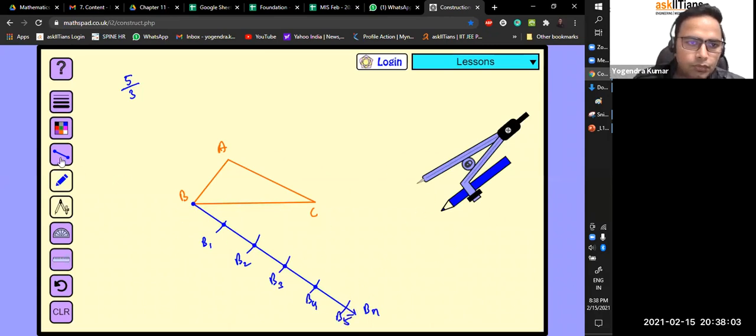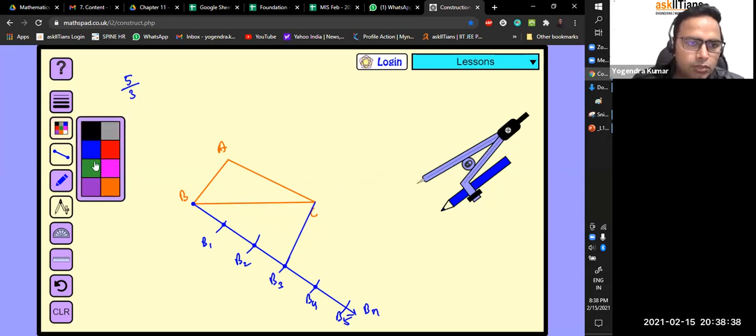Now join. What do we need to join? Join C to B5. Now what do we need to do after this? We want it 5/3 times bigger. Small correction: here we will not join this. B5 is there. We will join B3 to C because we want to make it bigger. So this is what you need to join.